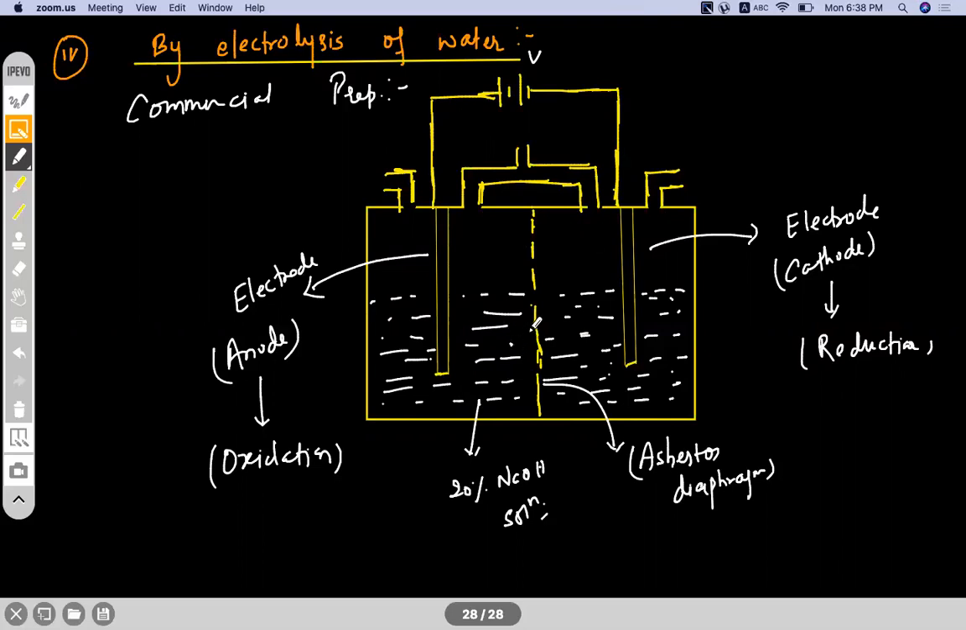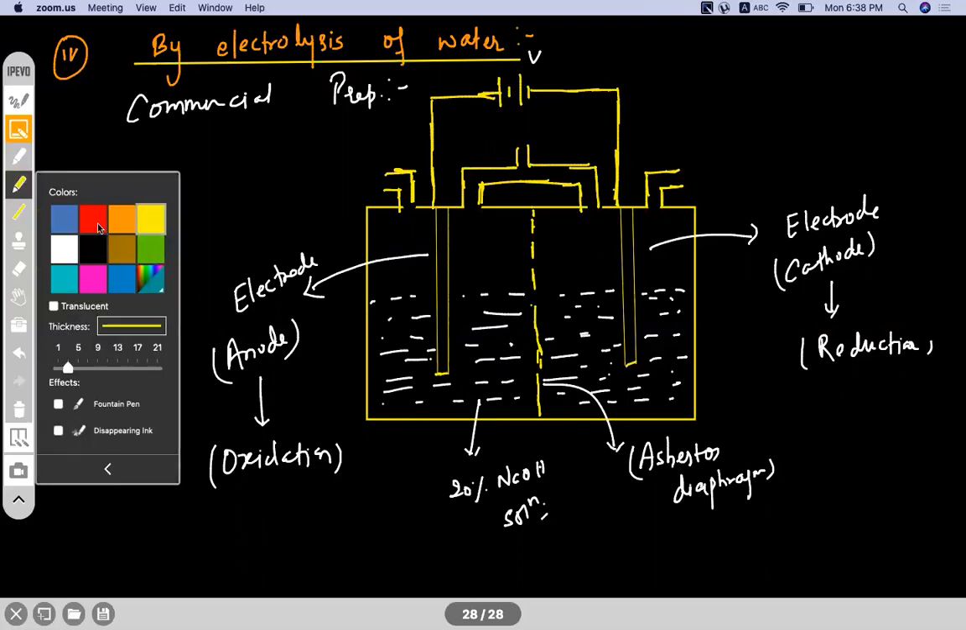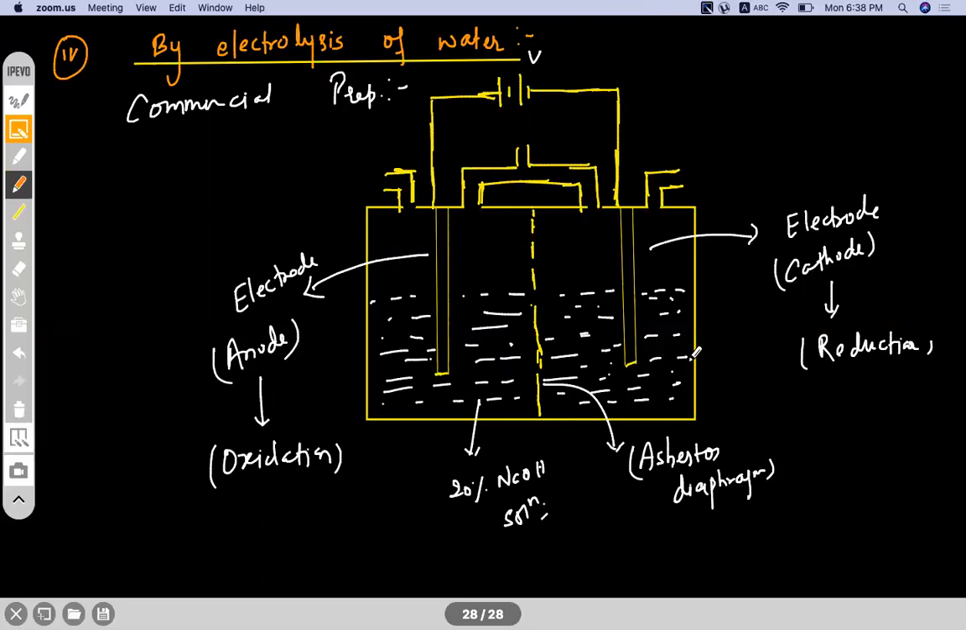We have aqueous NaOH solution here. If you look at the ions present in the solution, we have Na plus ion, OH minus ion, and H plus ion, because it is aqueous NaOH. So water and NaOH are both present, and we have all these three ions. When the reaction takes place, oxidation takes place at the anode. Oxygen evolves from this inlet, and from here H2 comes out. That is how hydrogen is prepared in the electrolysis of water.